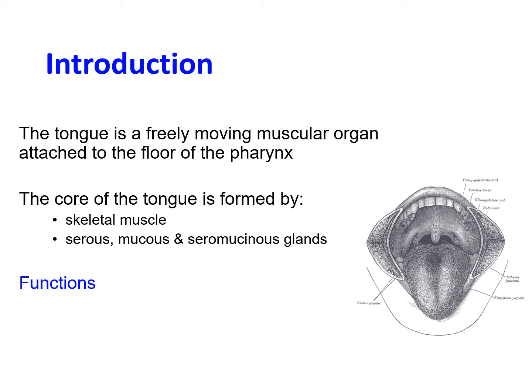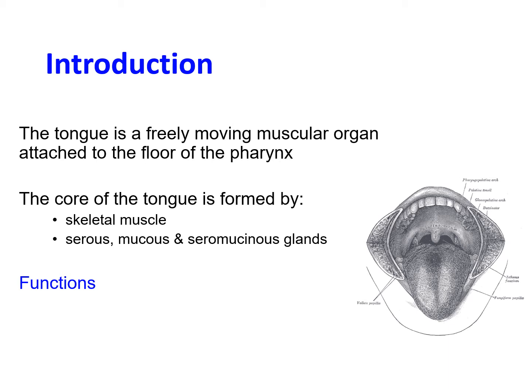The tongue is a freely mobile muscular organ which is attached to the floor of the pharynx. The surface of the tongue is covered by mucosa, and the core is formed by a collection of skeletal muscle and glandular structures which include serous, mucous, and seromucinous glands.